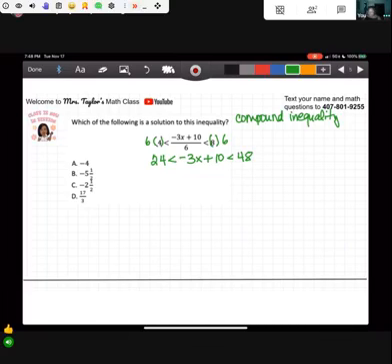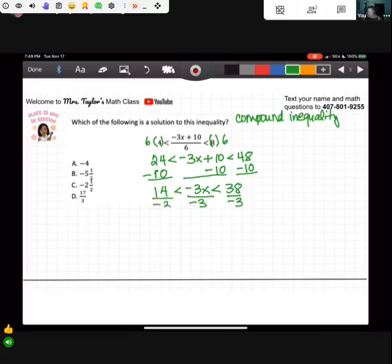Now, just solve this like a regular equation, but I'm doing it to both of the numbers at the same time. So it's going to be subtract 10 from the 48 and subtract 10 from the 24. So this is going to be 14 is less than negative 3x, which is less than 38. Last step is to divide everything by negative 3.